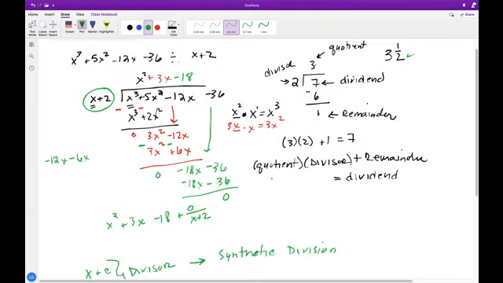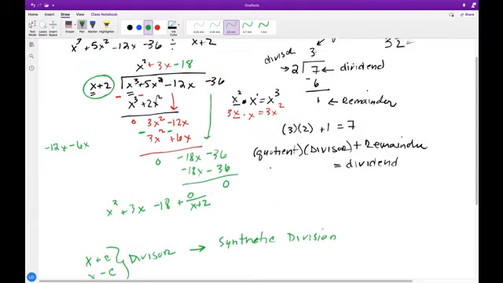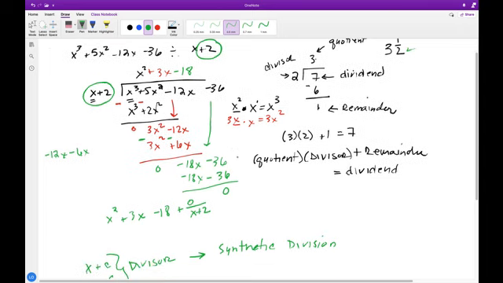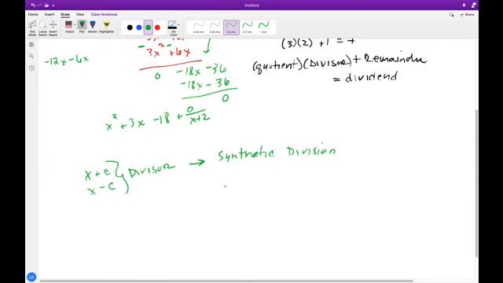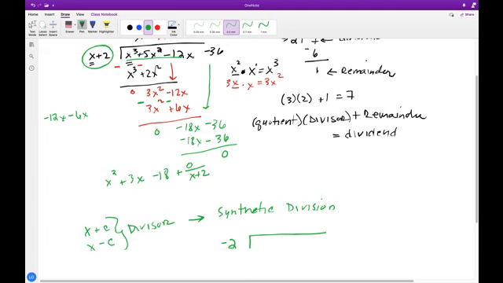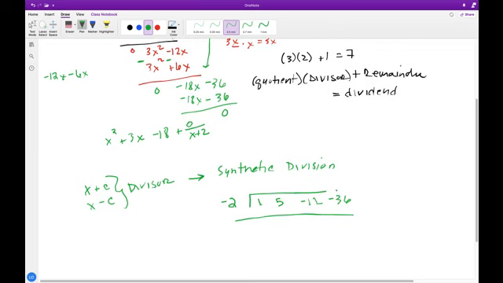Okay, so if we're going to set up synthetic division, we're going to take the opposite of this number to the outside. So since that's a positive 2, the number on the outside would actually be a negative 2. Had that been x minus 2, I would have used a positive 2. And then I just pull the coefficients of the dividend. So the first coefficient, the number in front of the x cubed, is 1, and 5, negative 12, and negative 36. So basically, I'm just doing this division with just the coefficients.